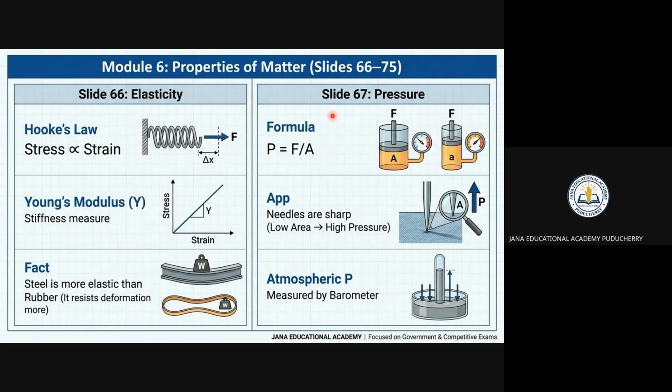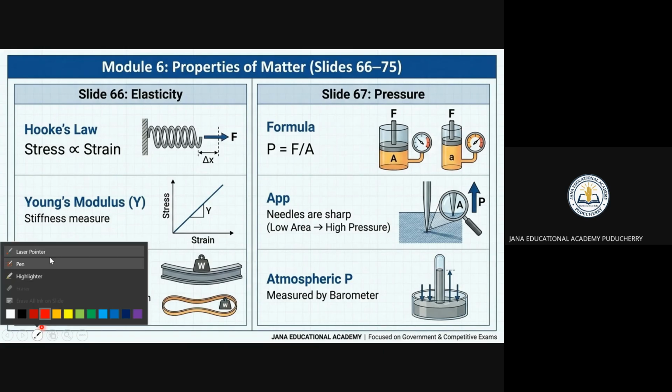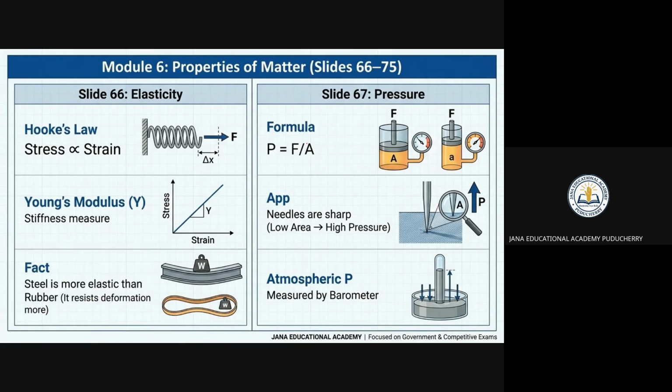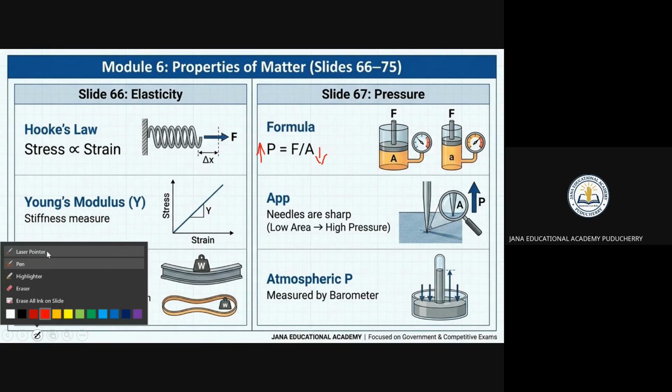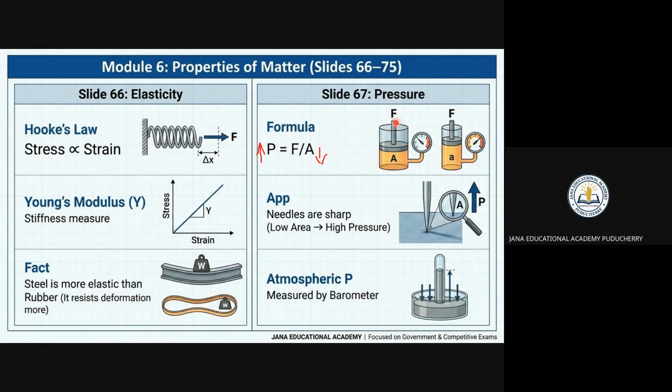When it comes to pressure, pressure is nothing but force by area. When the area is less, because it is in the denominator, automatically the pressure will be high, right? Because they are inversely proportional. You can see in this case the piston is pushing down. What happened? The area gets reduced. When the area gets reduced, automatically the pressure is increasing.